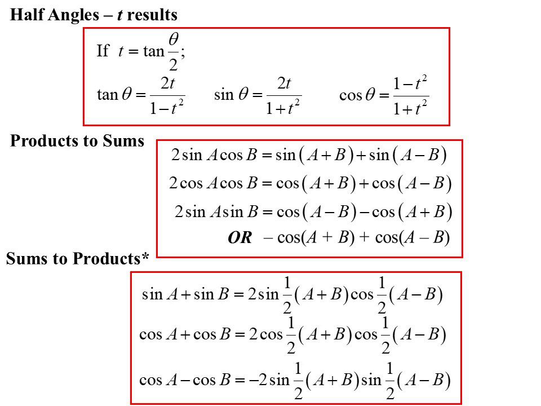And a reminder, those ones are not actually on the reference sheet. They are if you think about it, because you could always read the products to sums backwards, I suppose. So they sort of are there, but hidden, if you like.